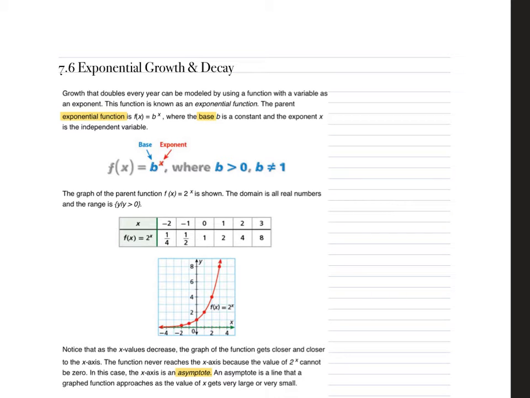7.6 Exponential growth and decay. When we're working with these growth and decays, you have a base and you have an exponent. That base is the constant, and the exponent is your independent variable.